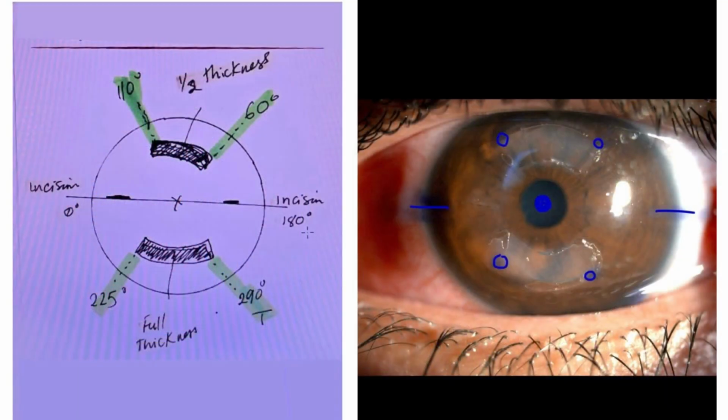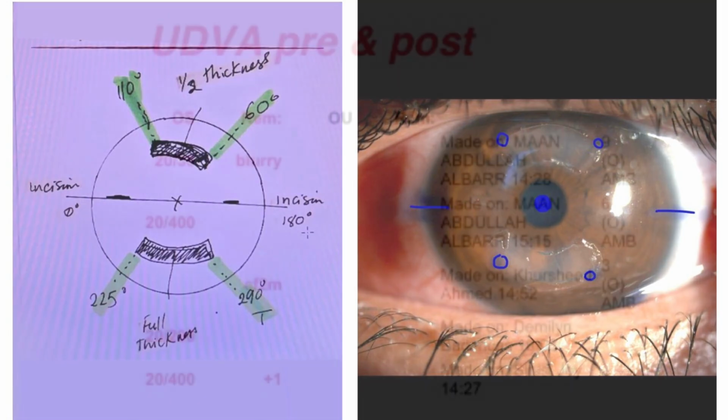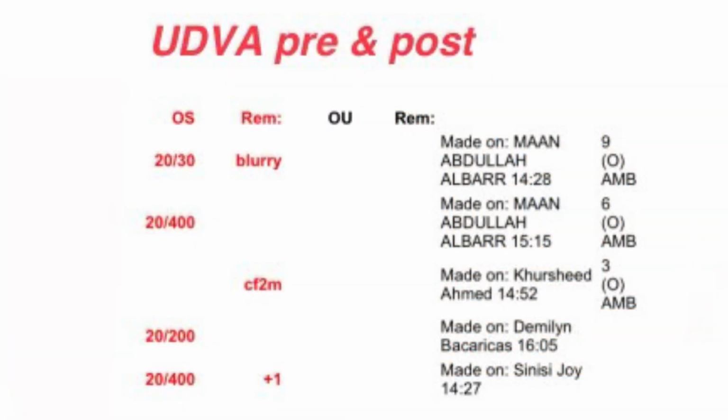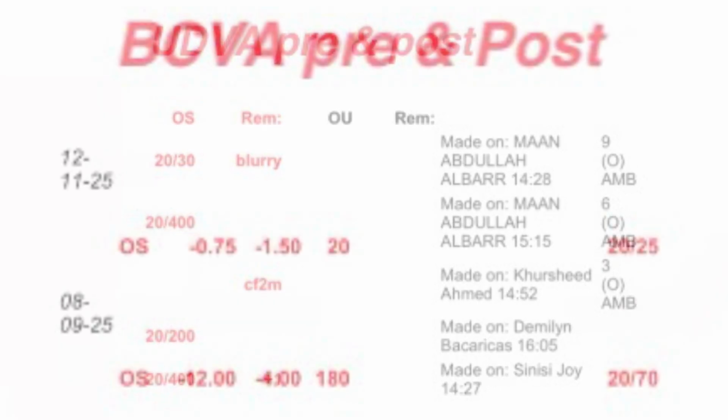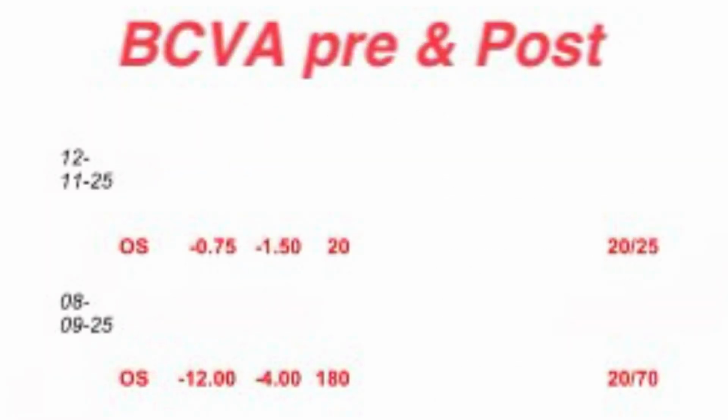Then I made my 7 usual marks, marking the visual axis, both incision sites, and where both segments start and where both segments end. Patient's visual acuity jumped from 20/400 to 20/30 unaided. His best corrected visual acuity improved to 20/25 with a minimal sphere and minimal astigmatism.